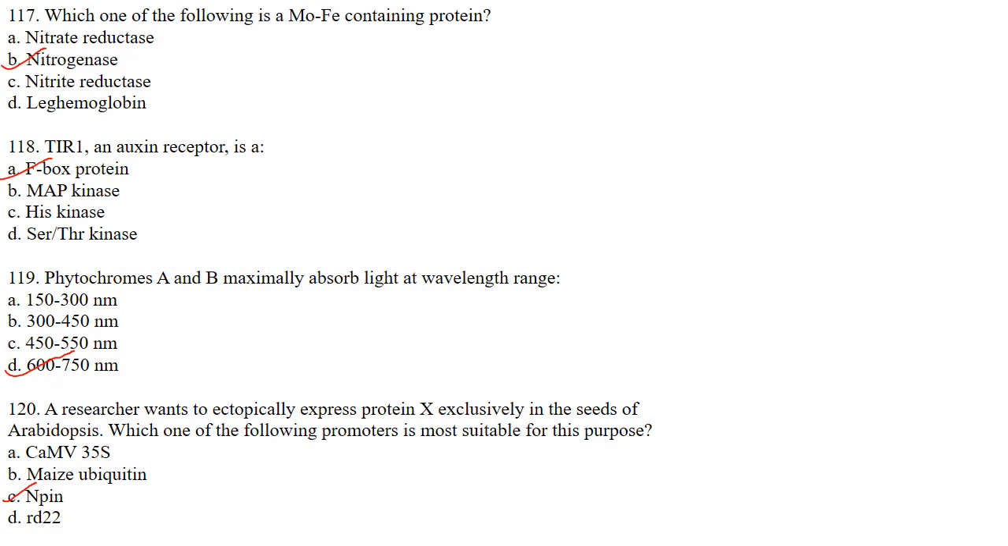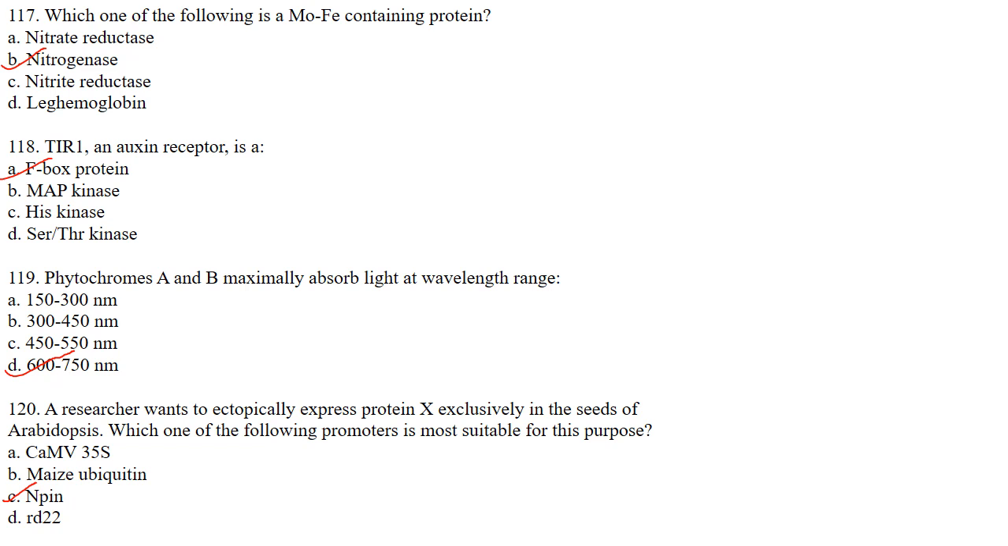Now phytochromes A and B maximally absorb light at the wavelength range of 600 to 750 nanometers. Phytochrome A is sensitive to far red light, that is 720 nanometers, and phytochrome B is sensitive to red light, that is 680 nanometers. So the answer is option D. Then next one.